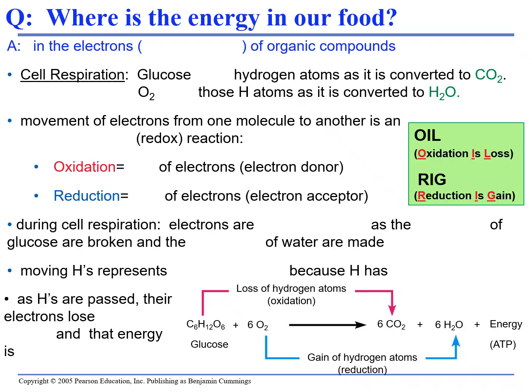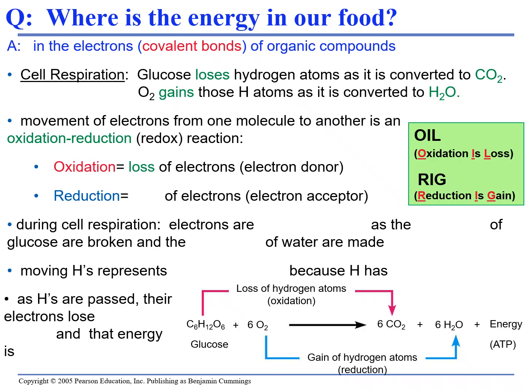So where is the energy in our food? We eat food for energy, but where is it found? It's found in the electrons, or covalent bonds, of organic compounds. Cellular respiration happens when glucose loses hydrogen atoms as it is converted to carbon dioxide. Oxygen gains those hydrogen atoms as it is converted to H2O. The movement of electrons from one molecule to another is an oxidation-reduction reaction, which is called a redox reaction.